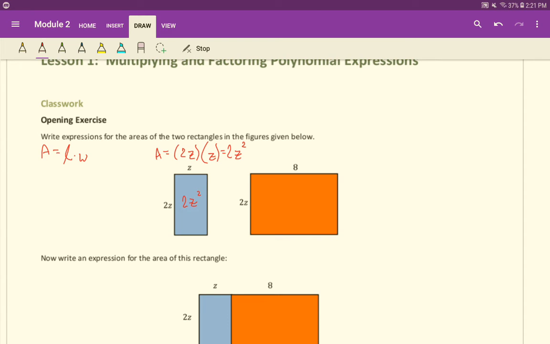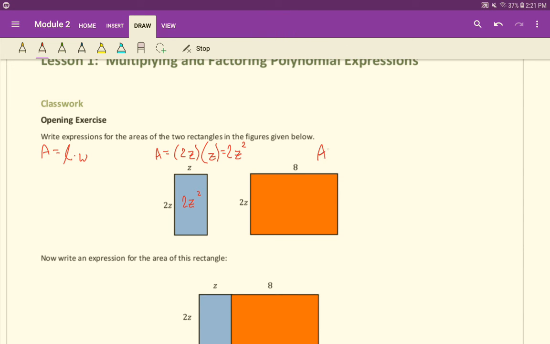And that would be the area of this rectangle here. Okay? I put the little line in the middle of the z so it doesn't look like a 2. That's why I do that. All right, let's do the same thing for this one. Why don't you go ahead and try that rectangle and see what area you can come up with.